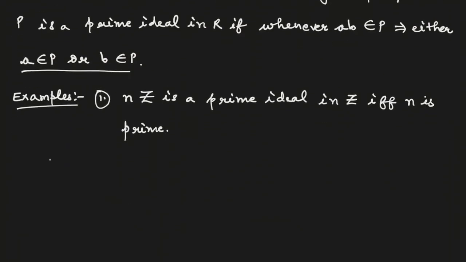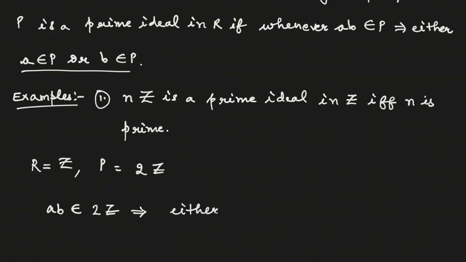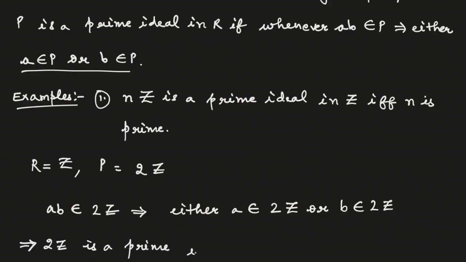So here our ring is the set of integers. If I take the ideal as 2Z, now what does the definition say? That AB belongs to 2Z implies either A belongs to 2Z or B belongs to 2Z. This means that 2Z is a prime ideal of Z.